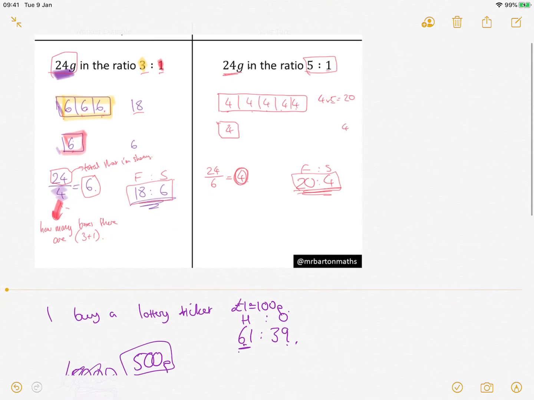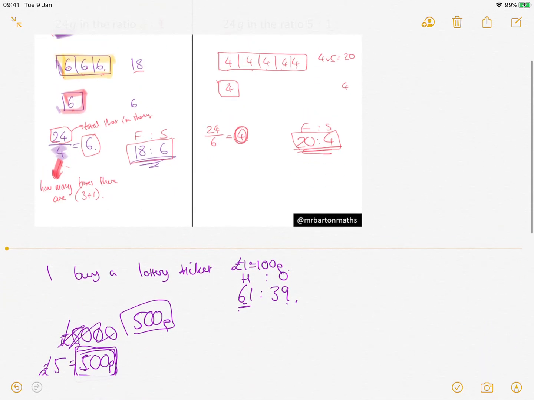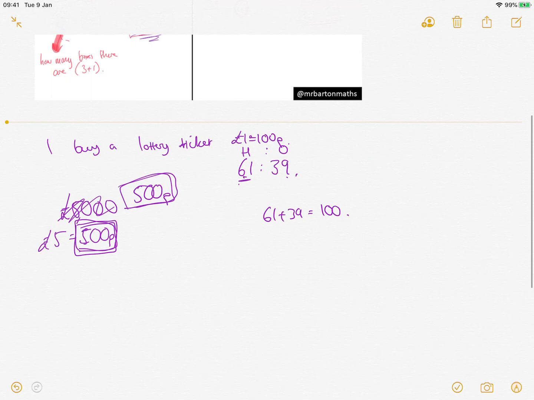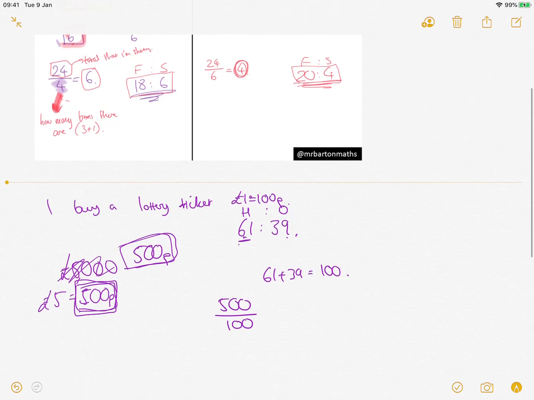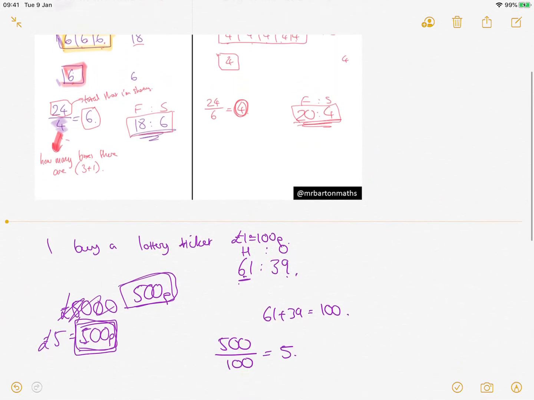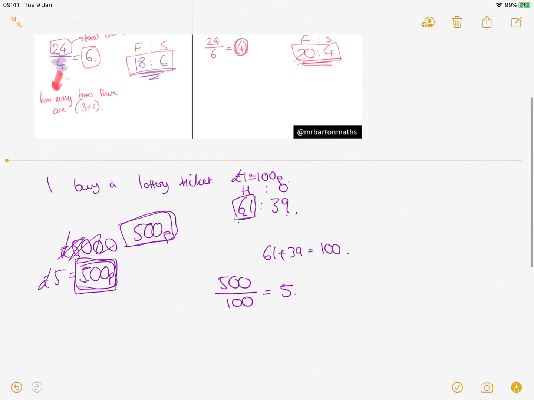So let's link it into what we did before. We drew out boxes and then we added them up. So if we drew out all these boxes and added them up, then that would be 61 and 39, which is 100. So it's like I'm saying, share it out between 100 boxes. And the amount I want to share is 500p. So I'm going to share out 500p across 100 boxes. So that would mean that each box is worth 5.